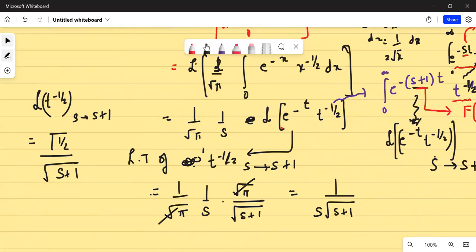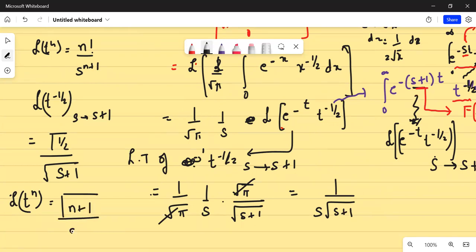Remember, I have derived the formula for t to the power n, where n was a natural number. So it was n factorial upon s to the power n plus 1. Now if you have these kinds of things where you cannot define the factorial, then you will have to write, I'll write it here, the Laplace transform of t to the power n in general would be equal to gamma of n plus 1 divided by s to the power n plus 1. So gamma of n plus 1 becomes gamma of 1 minus half, that is gamma of half. What is gamma half? Gamma half is root pi, and this is s to the power minus half plus 1. This is root over s, and then you also have to replace s by s plus 1. So this is what happened. Now is that clear?